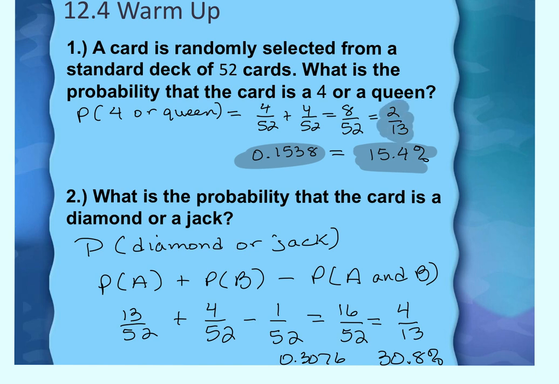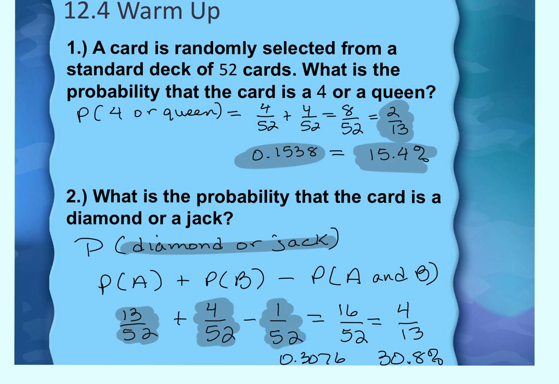Number 2 says, what's the probability that the card is a diamond or a jack? So again, we're in the or, which means we add. But this time, something can be a diamond and a jack, so we have to subtract that overlap. Probability that it's a diamond is 13 out of 52. Probability that it's a jack, 4 out of 52. Probability that it is a diamond and a jack is 1 out of 52.